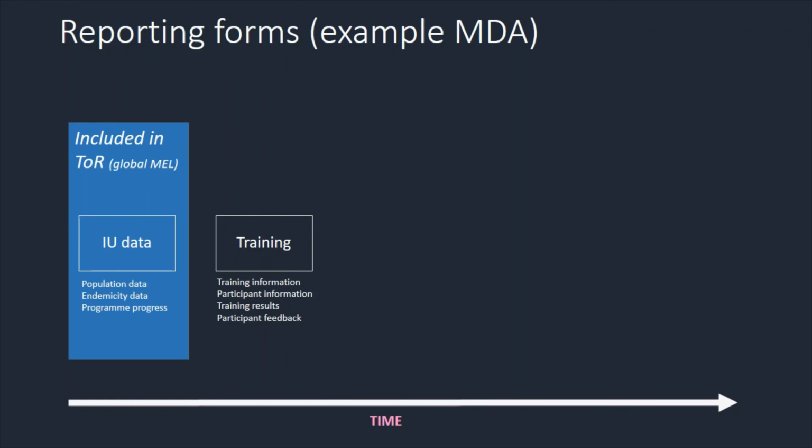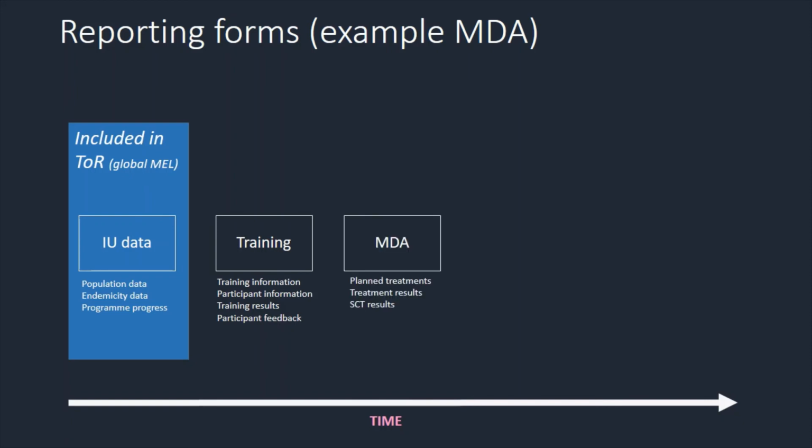So next, once an intervention starts, there will likely be the training results. This can be the training information itself. So where did it happen? How many people were enrolled? What type of training was given? How many men? How many women? Etc. There will be the training information, the participant information, but also the training results and the participant feedback.